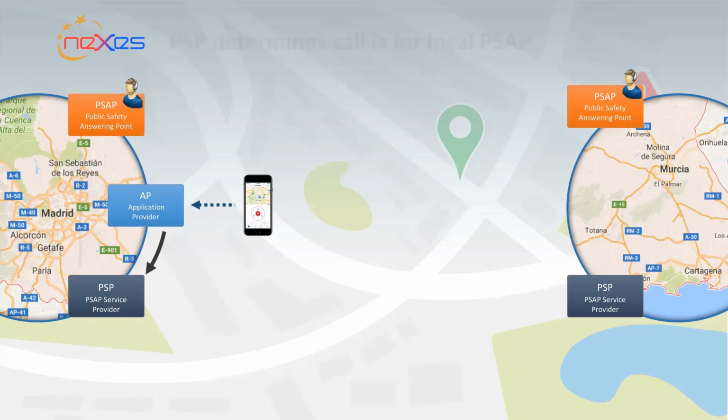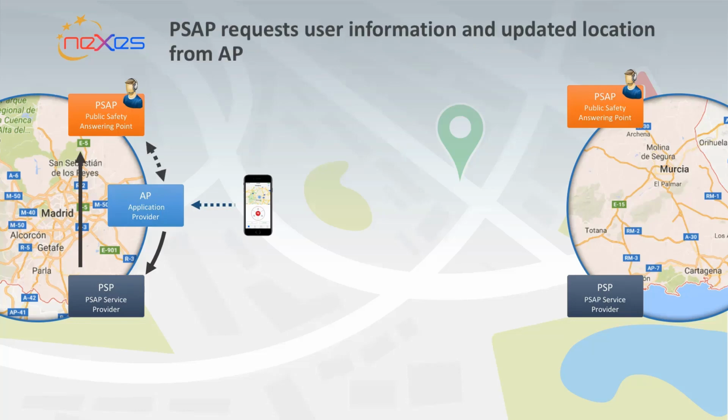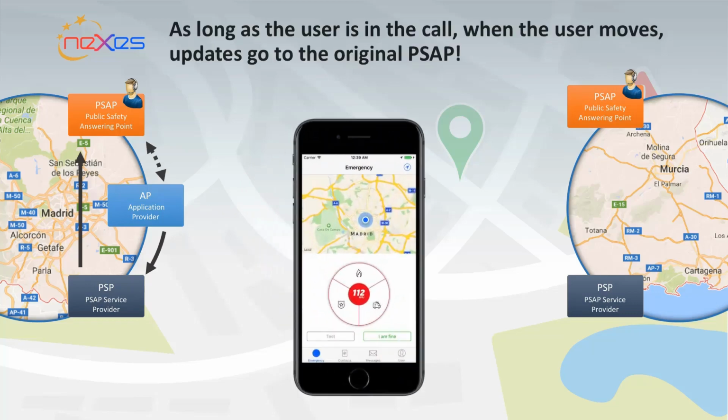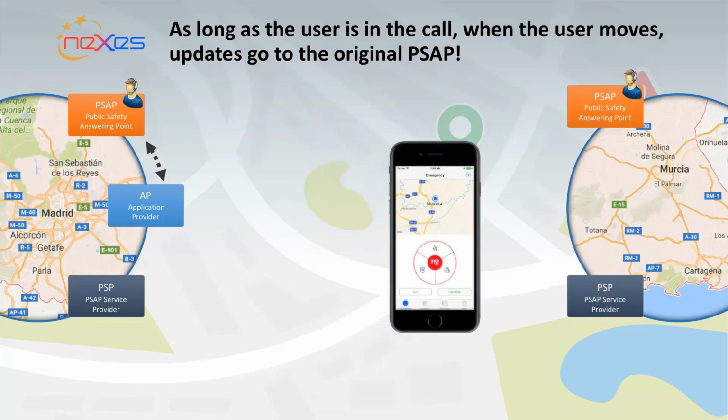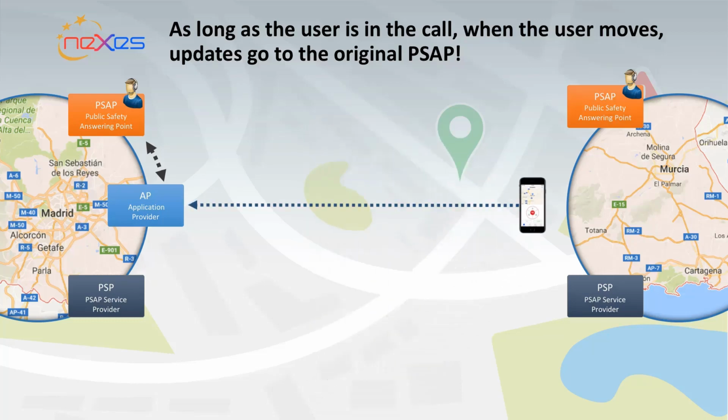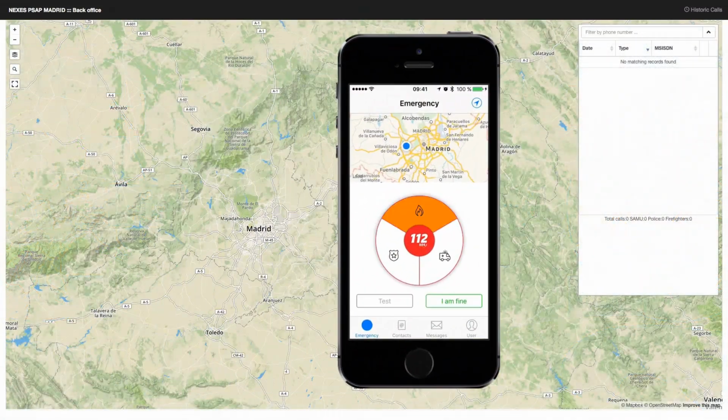The Madrid PSP determines that the user is in Madrid and that the EDS information should go to the Madrid PSAP. The Madrid PSAP receives the EDS information from the PSP and requests user information and updated location information from the AP. The PSAP may request further location updates any time during the call. As long as the user is in the call, all location updates will go to the original PSAP, even if the user moves outside the PSAP service area.